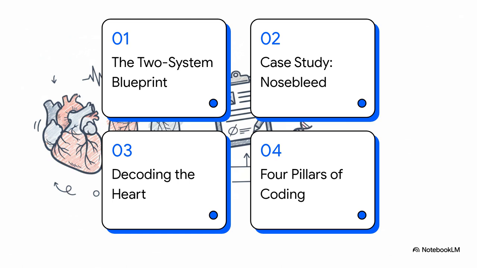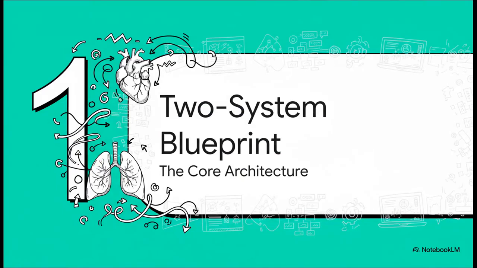So here's our game plan. We're going to start with the big picture, right? The two-system blueprint itself. Then we'll dive into a super simple case study, a nosebleed of all things, just to get the basic logic down. From there, we'll see how that exact same logic applies to the much more complicated world of the heart. And finally, we'll pull it all together and reveal the four fundamental pillars that are basically the secret language of this entire system.